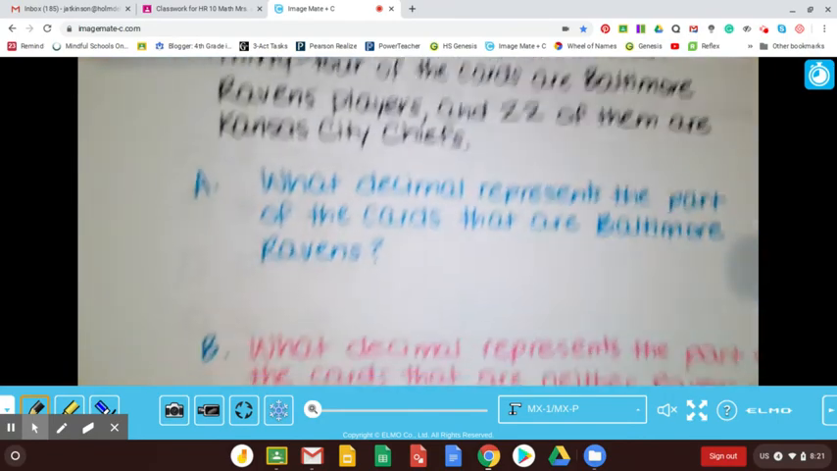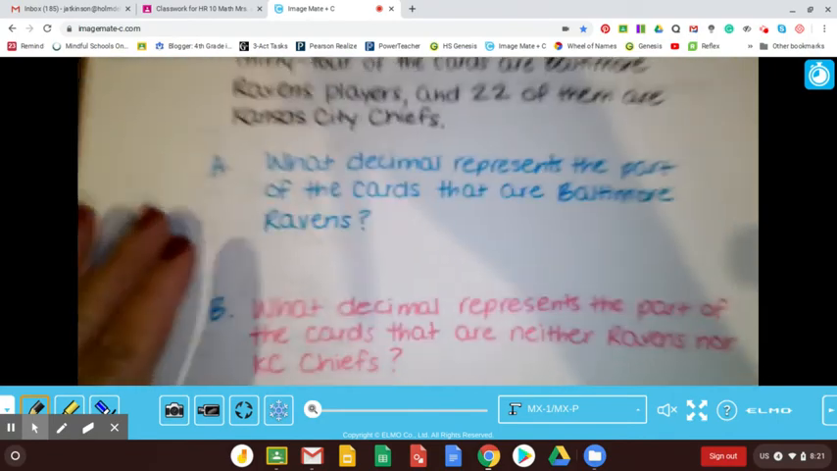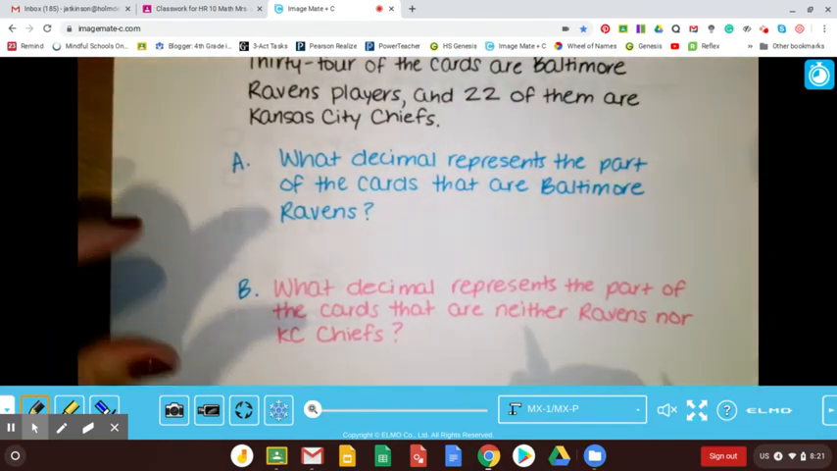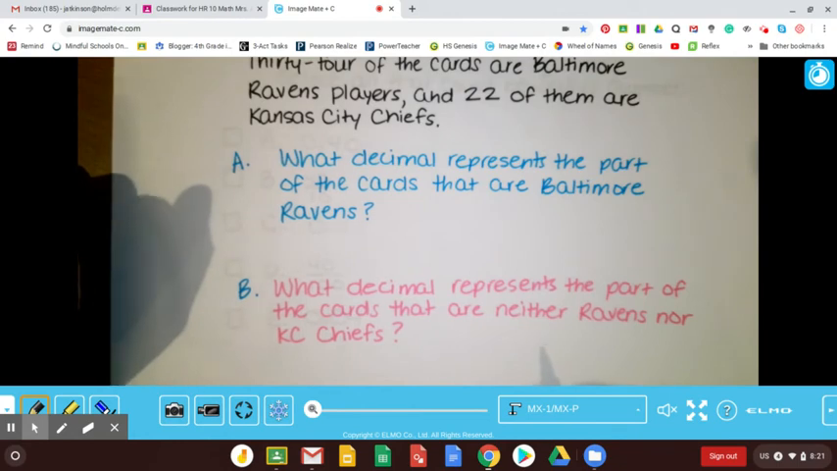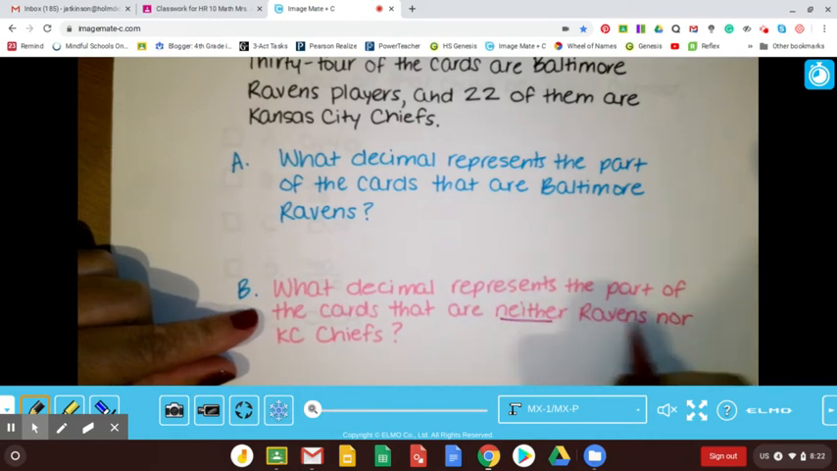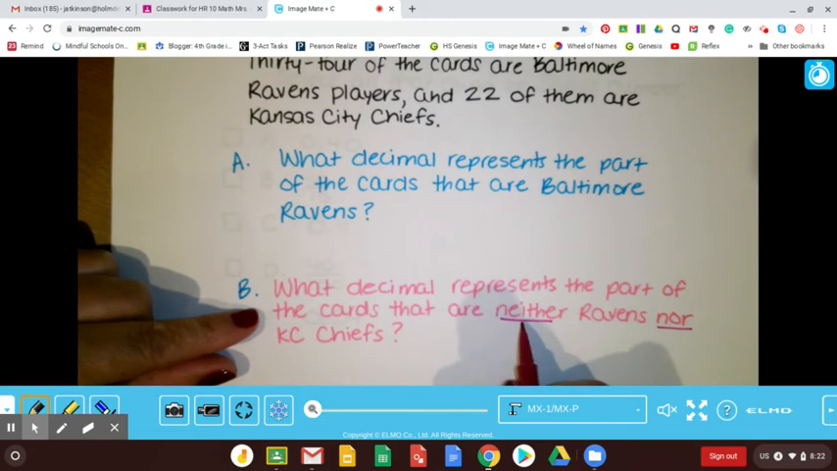And if we go down a little bit further, it has a follow-up question. Remember to keep your eyes open for those multi-part questions on the test. What decimal represents the part of the cards that are neither Ravens nor Kansas City Chiefs? So really pay attention to these words.